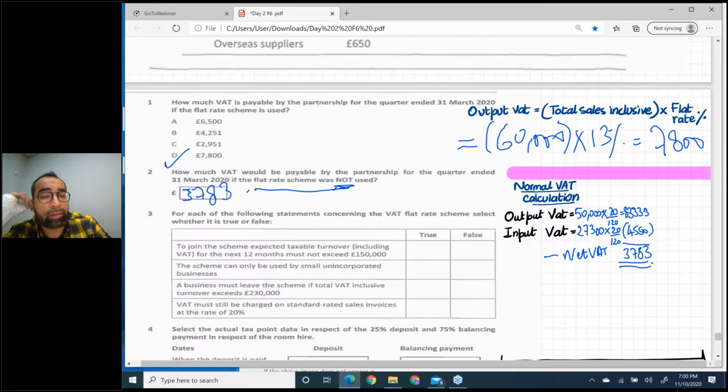Come on, tell me on the WhatsApp group. Which option is beneficial? Should they go for the flat rate scheme, or should they avoid the flat rate scheme? Tell me.